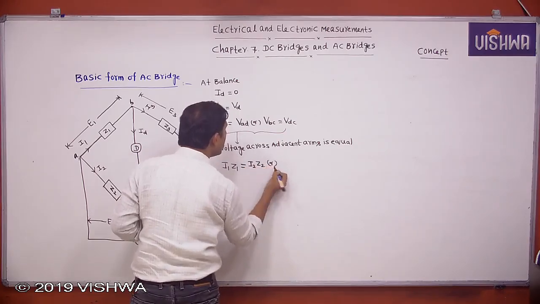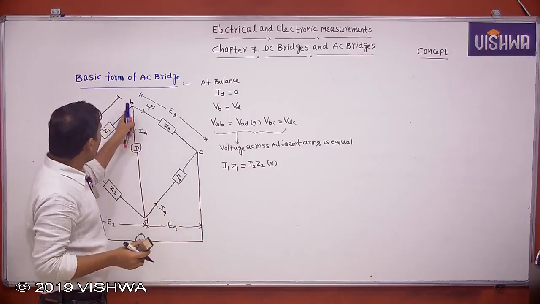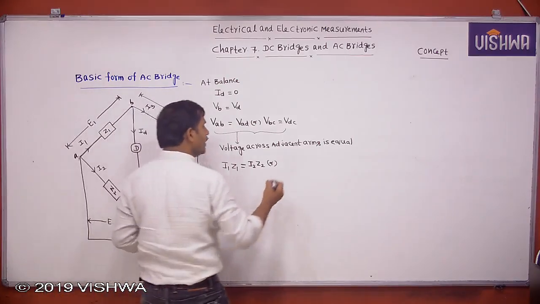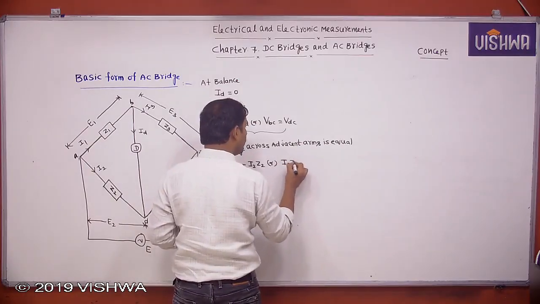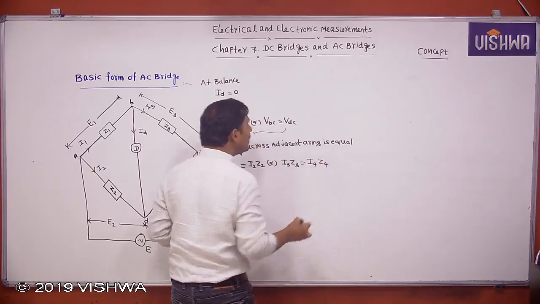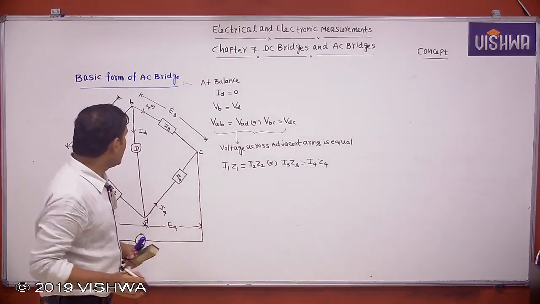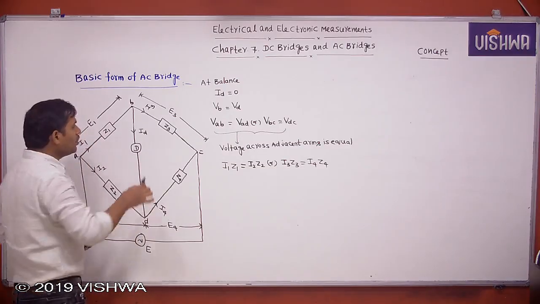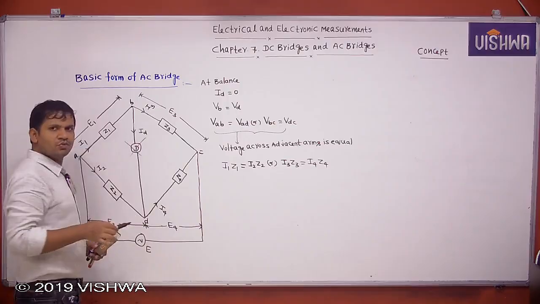Or you can also write the condition like this: I3 into Z3 equal to I4 into Z4. This is at balance condition. Now, at balance condition, there is no current through the detector, which means the detector arm is open circuited.